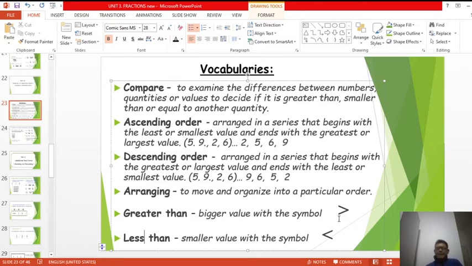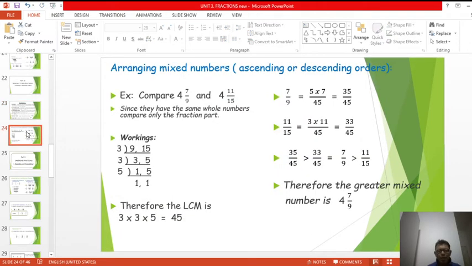Okay, so that's most of the words that I'm going to use in this lesson. Those are our vocabularies for today. Let's move on now with comparing or arranging mixed numbers.